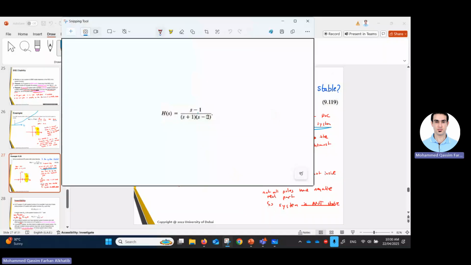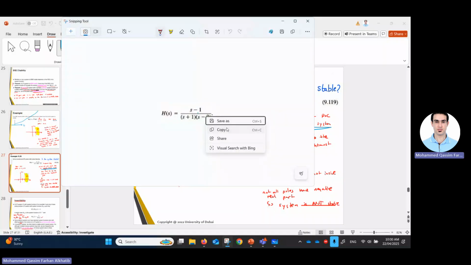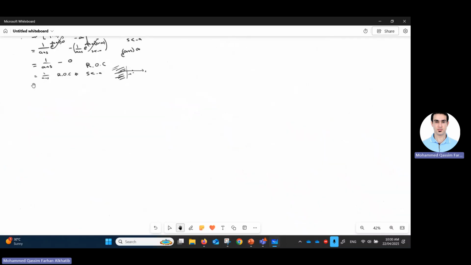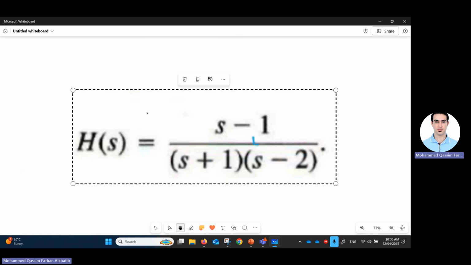Linear time invariant system. We should not forget this because we spent a lot of time on it in the first half of the course. LTI, linear time invariant. We did linearity tests and time invariance, if you remember. So linear and time invariance. And for linearity, we have the additive feature, superposition, scaling, and so on. Okay, so I have the function here.